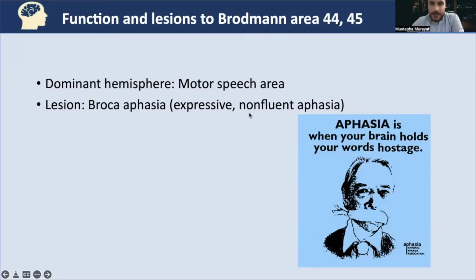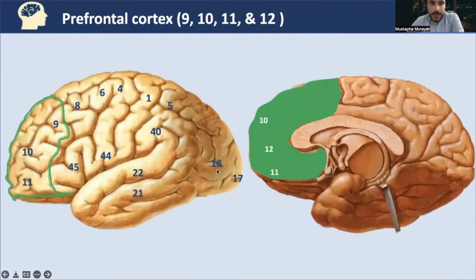Okay. This is also called non-fluent aphasia because the patient may say small, cut syllables. They do not speak fluently, as we will see with Wernicke's aphasia. They speak fluently, but it is nonsense speech, indeed.